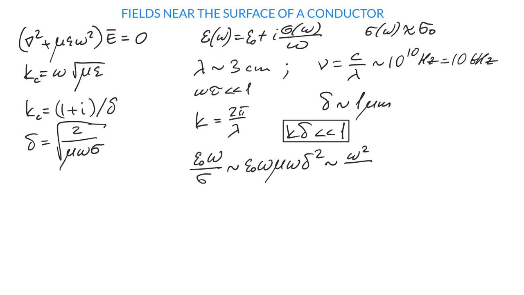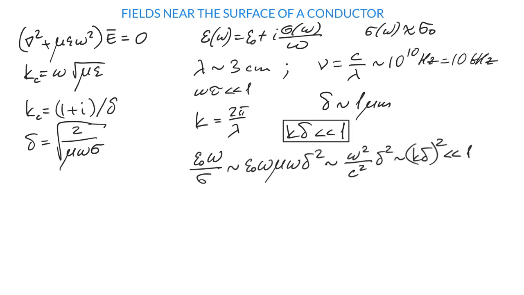So I have omega squared over c squared times delta squared. Omega over c is k, so this is just k delta squared. And we know that k delta is a small number, so k delta squared is still an even smaller number.